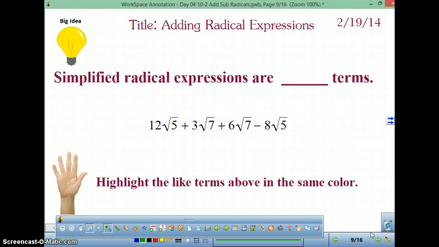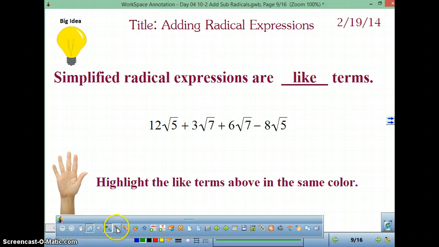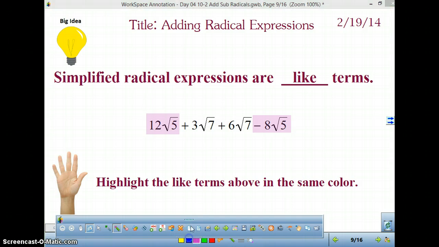Okay. So, simplified radical expressions are like terms. Okay? So, looking at this, we are going to highlight the like terms above in the same color. All the root 5's are like terms. Positive and negative still like terms. All the root 7's are like terms. Okay?